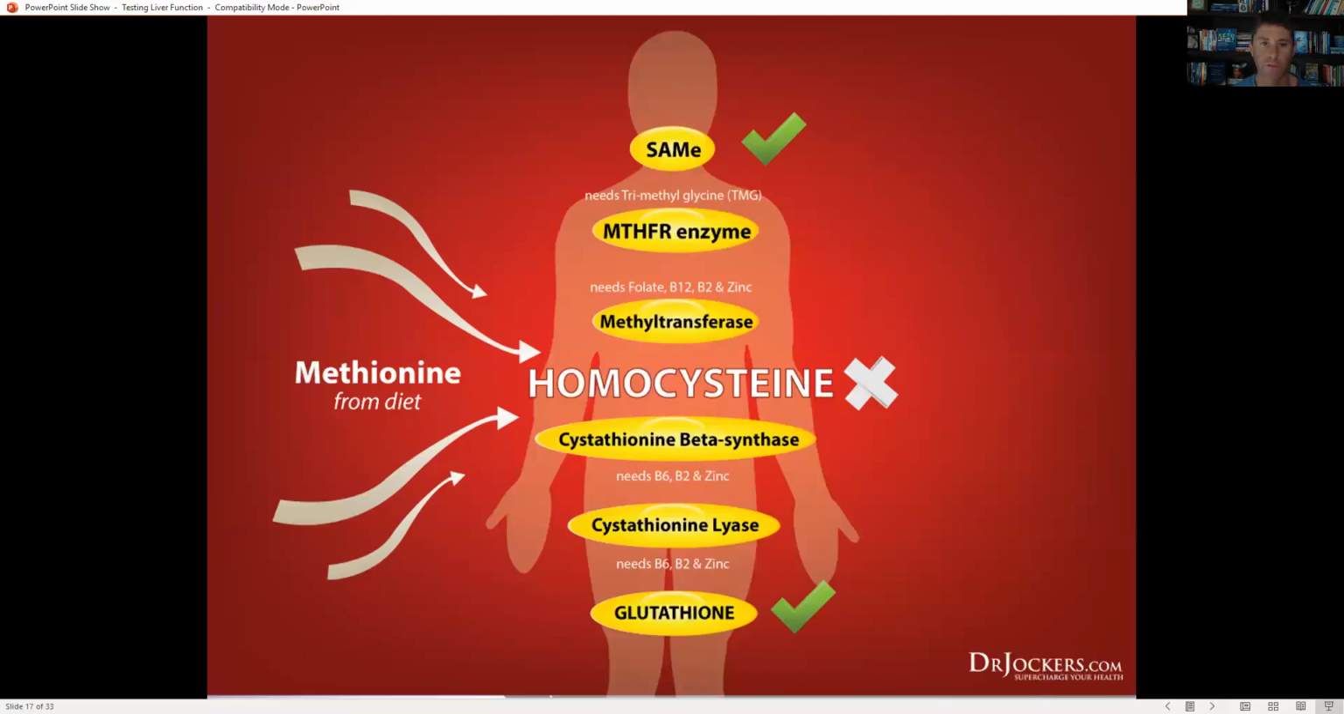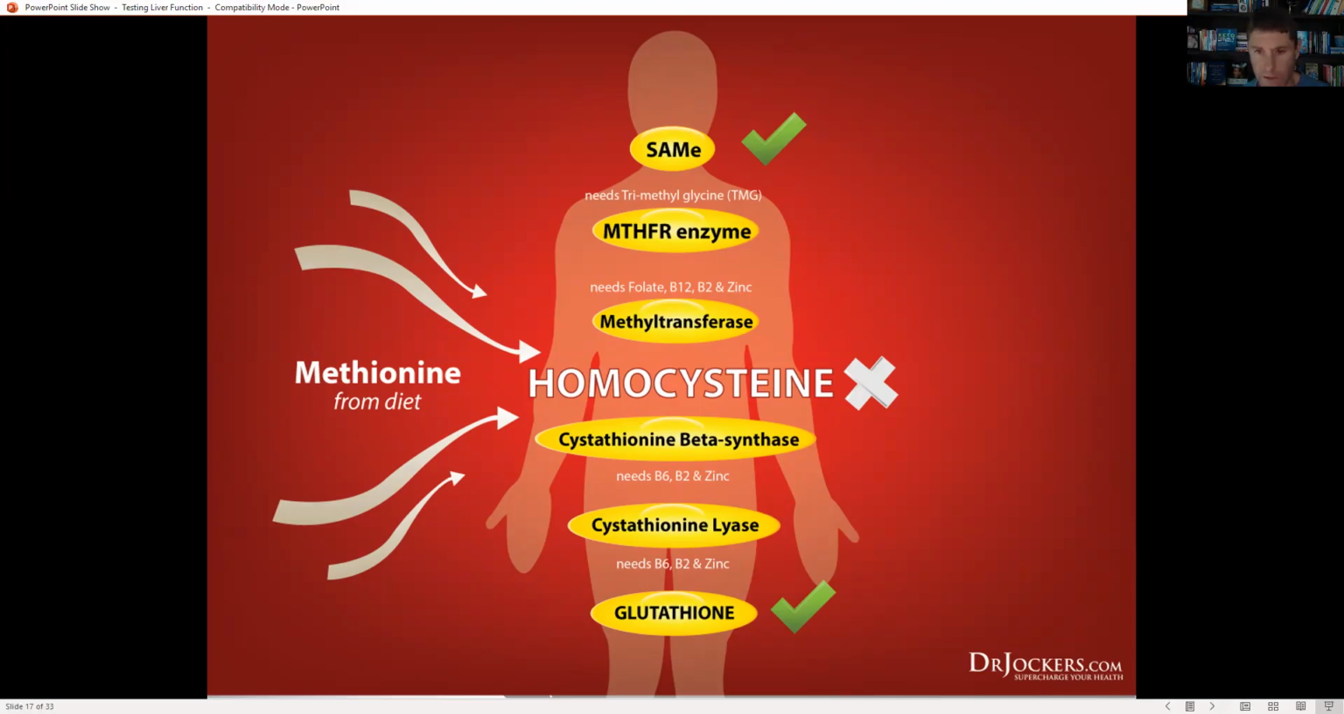So you've got to see this pathway. We eat protein, we get methionine from our diet. Methionine can go one of two ways, right? So there are certain enzymes, your methyltransferase enzyme, your MTHFR enzyme, right? These enzymes need folate, B12, B2, and zinc, and MTHFR also needs trimethylglycine, and it turns into SAMe. And then it can also go down the glutathione pathway, needing B6, B2, and zinc, right, to go down that pathway.